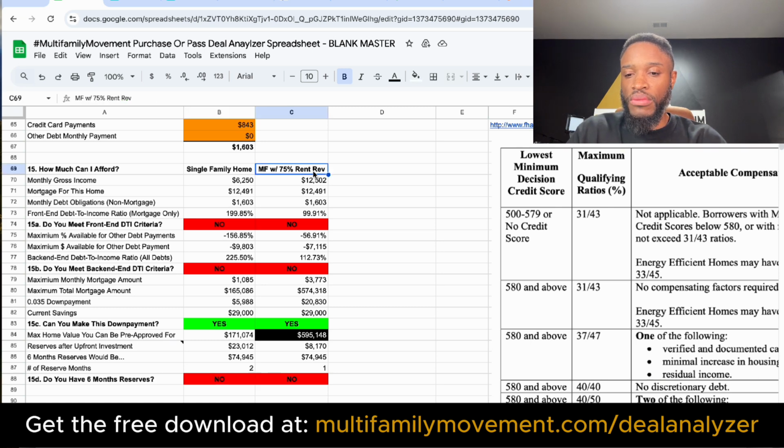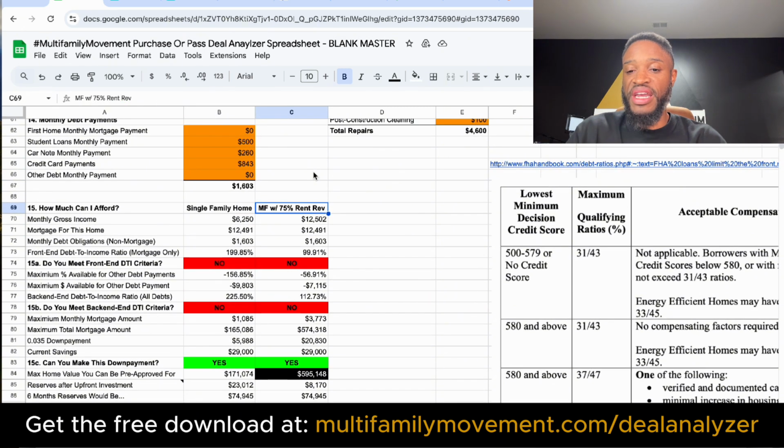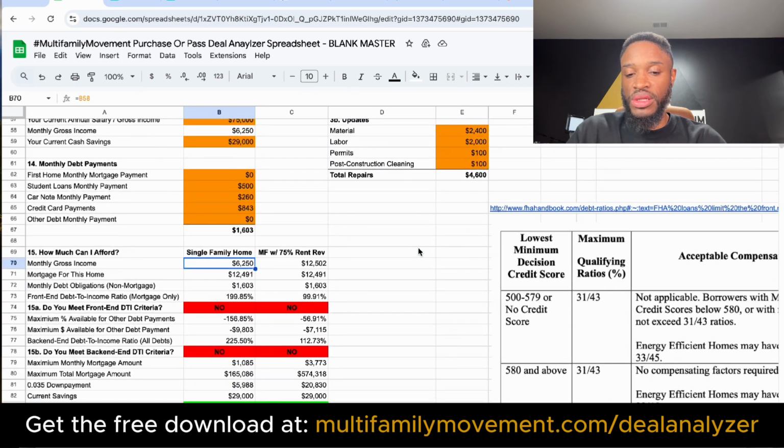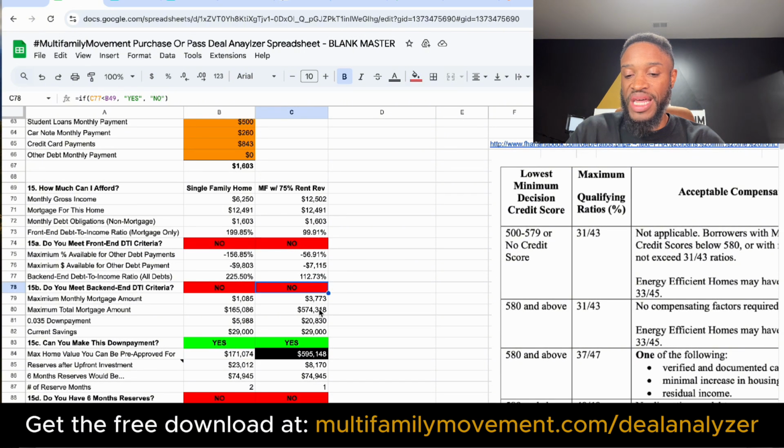So now, if you run it as a multifamily and we're able to take advantage of 75% of the rental revenue, right? Now we take this 6,000 and we also add in another 6,000, because 75% of $8,336 is around $6,000. So if you find another multifamily that has about $8,000 in rental revenue, now your monthly gross income to the bank is around $12,000, right? For this particular mortgage, the mortgage is still the same. You still have your debts. So the debt to income ratio drops by 100%, but it's still at 99. We need the front end to be at 31, right? So that's a no. The back end is at 112. We need it to be at 43. That's still a no, right?